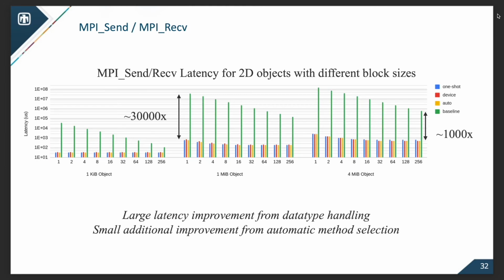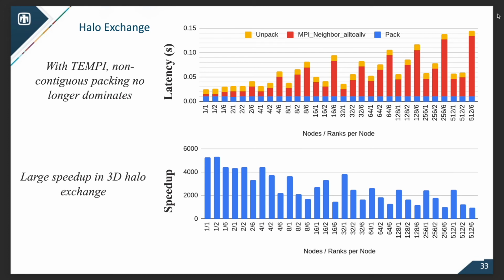And so when we add all these things together, the green is the baseline time, and those 3 other colors are the automatic communication selection as well. And so you can see the vast majority comes from the improved data type handling, and we get a small amount of additional improvement from selecting whether we do the one-shot data transfer method or the device data transfer method.